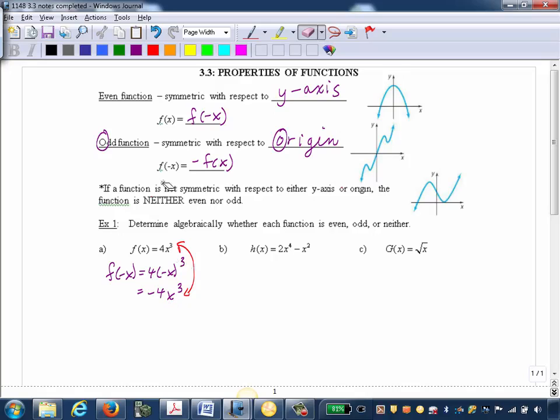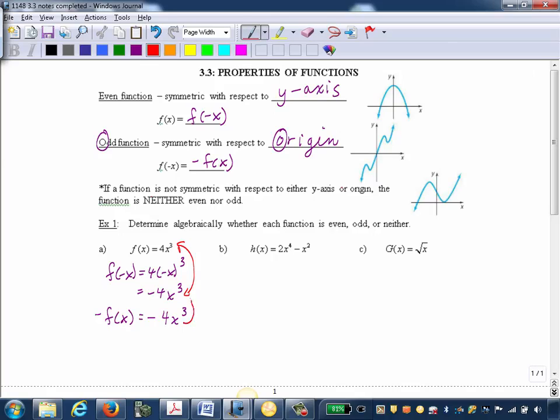We know that an odd function from above, if a function is odd, f of negative x will equal negative f of x. So now I'm going to compare my f of negative x, which is negative 4x cubed, to negative f of x. So in this case, negative f of x would be just multiplying a negative out in front of that original function 4x cubed. So negative f of x is equal to negative 4x cubed.